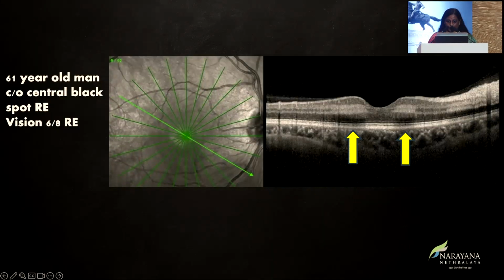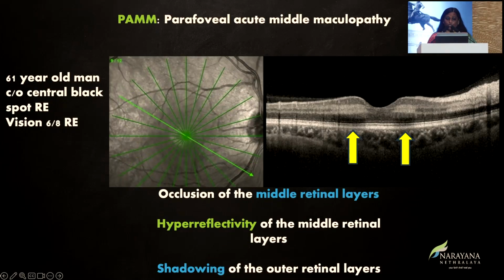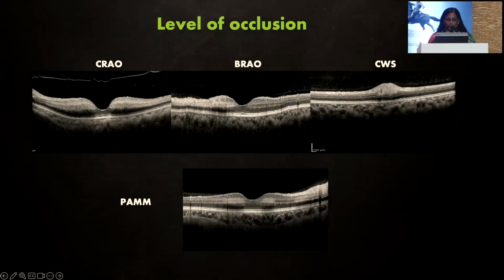Look very carefully, you can see two white patches there. These patients may come to you saying of a central or paracentral scotoma. And this is a very subtle thing. It's a middle layer ischemia that leads to something called PAM, parafoveal acute middle maculopathy. Clinically, they may look normal, but you can pick this up on an OCT, and you can obviously tell the patient that there has been an ischemic event itself.